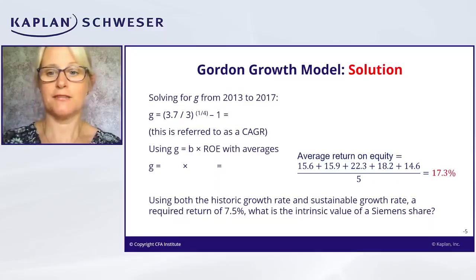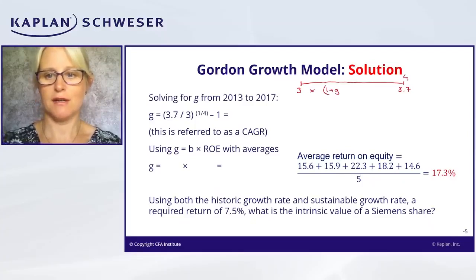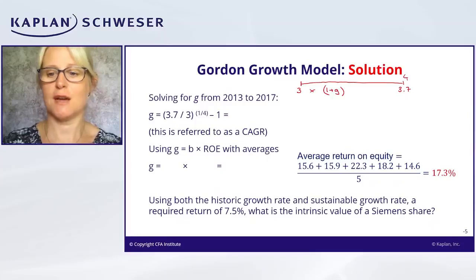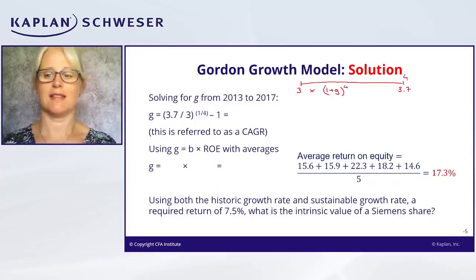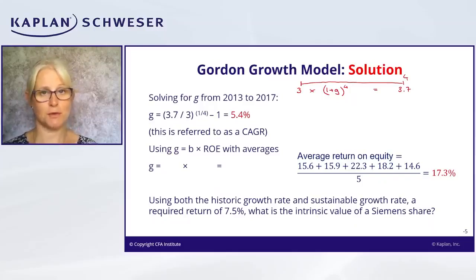If you like to visualize this, you'd say the dividend was 3. 4 years later, it was 3.7. In between, we had a chance for it to grow, which means we factor in 1 plus G, and we do that 4 times, and that gives us 3.7. If we work that backwards, we take the 4th root of the ratio, most recent to oldest, and that tells us a growth rate of 5.4% is what we've actually experienced per year. Compound average growth rate.